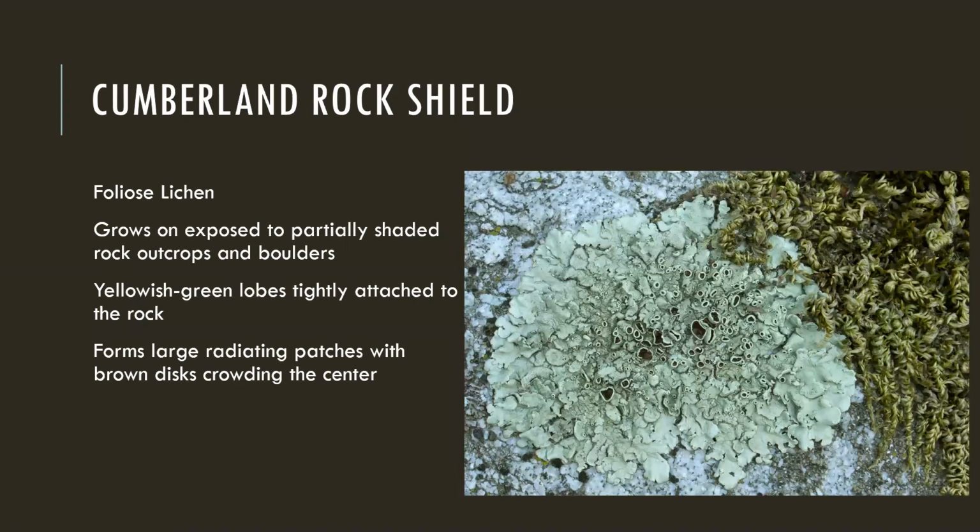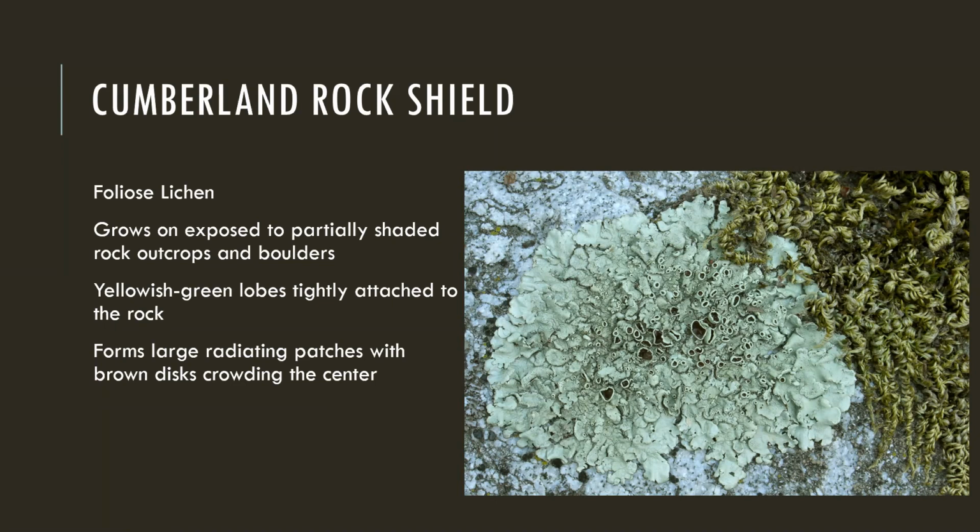Cumberland rock shield. This is super common here. If you go outside and look at any rock, I guarantee you $10, maybe $100, that you'll find this lichen on that rock, given if the rock is this size or bigger. So this lichen grows on exposed to partially shaded rocks. It's all over the stone walls here. It's all over our rock outcrops. You just find it everywhere.